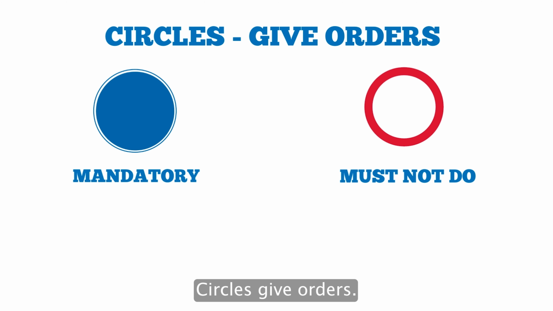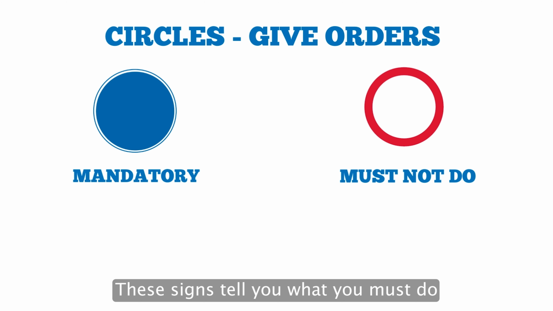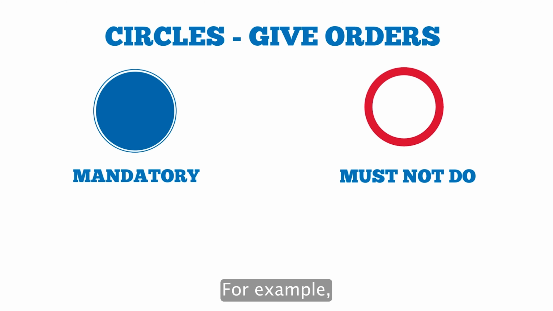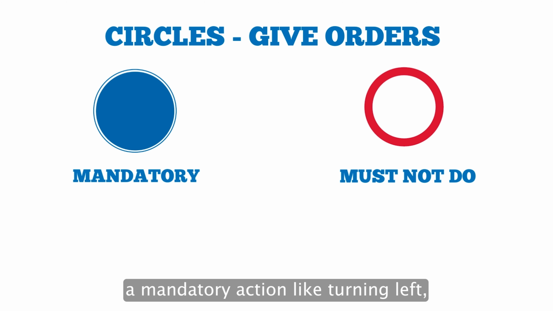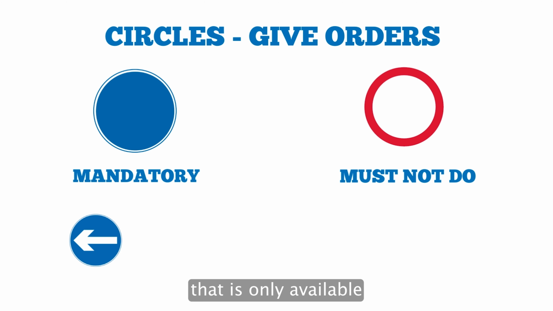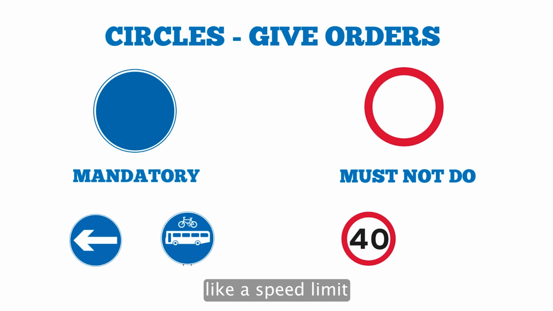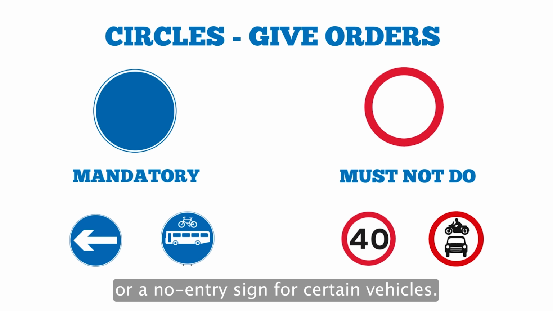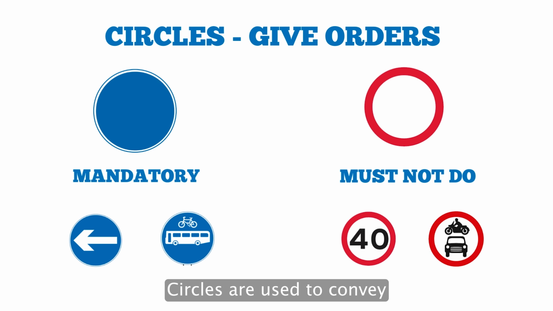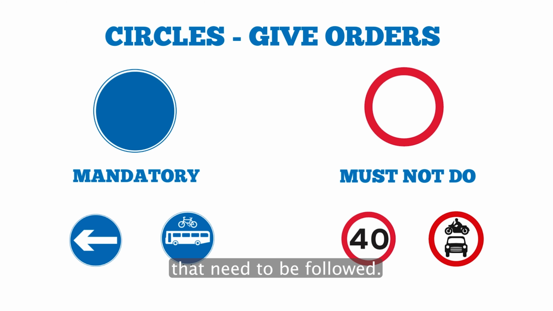Circles give orders. These signs tell you what you must do or must not do. For example, a blue circle may indicate a mandatory action, like turning left, or a route that is only available to specific types of vehicles, such as buses or cycles. A red circle, on the other hand, will show restrictions, like a speed limit, or a no-entry sign for certain vehicles. Circles are used to convey clear instructions that need to be followed.